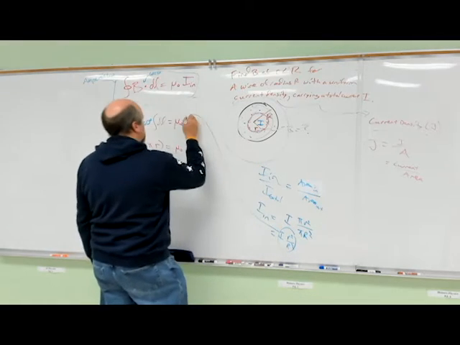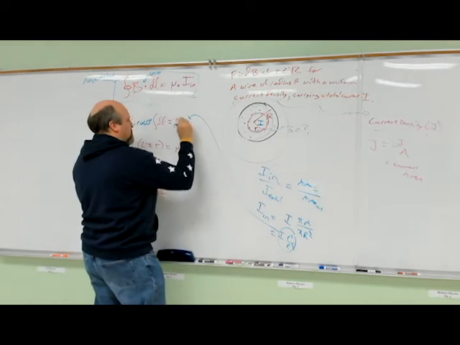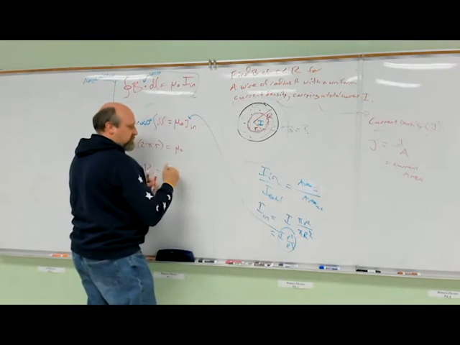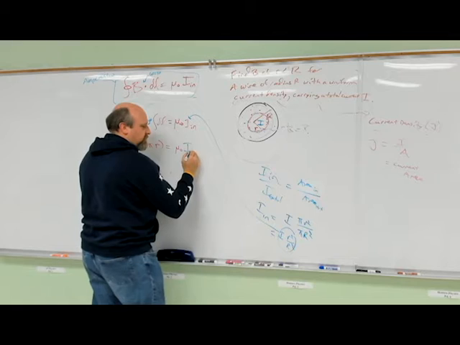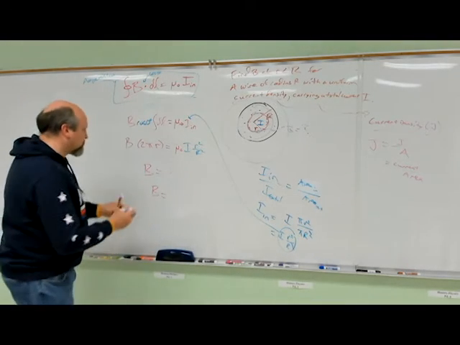This goes in there. So my current in, right? And that's just going to come out to be the total current in the wire times r squared over big R squared. Now I move this 2 pi r over.